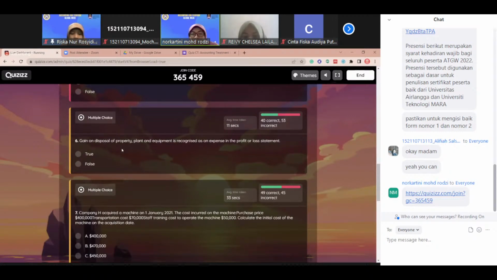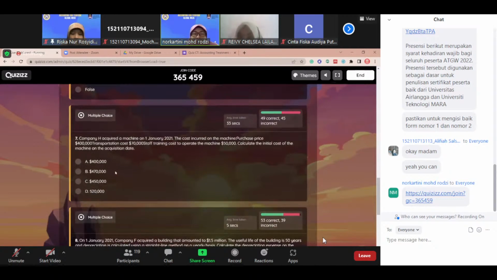Number 6. Gain, expense or income? False. False, right. Okay. Gain on disposal, recognized as income, not as an expense in profit or loss statement. Okay, okay. Now, calculation part. Question number 7. Okay. What is the initial cost of the machine?